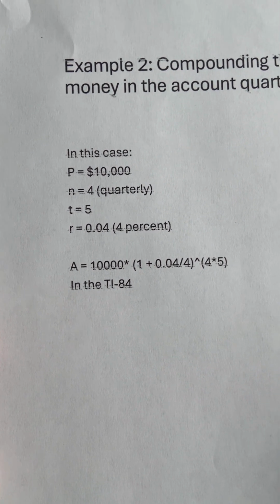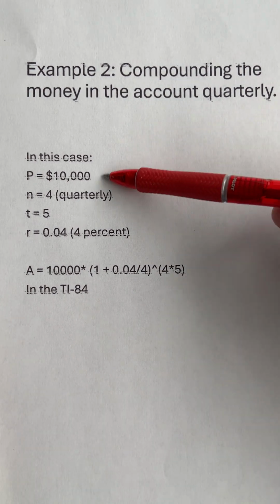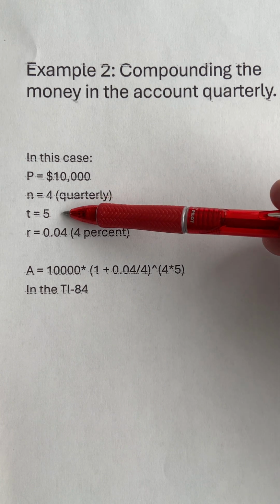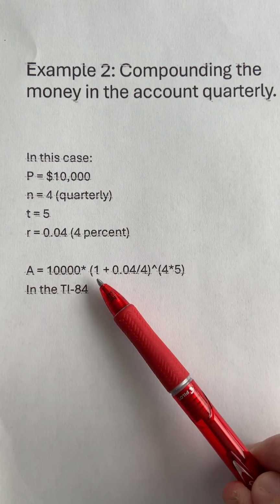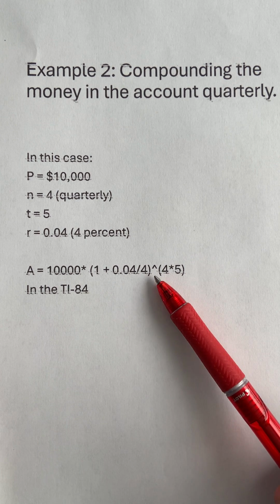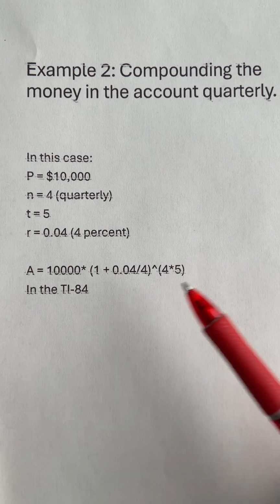Now, on example 2, let's do another one here. We're going to compound now quarterly. So in this case, we've got the same $10,000. We're going to do it 4 times a year, or quarterly is the compounding, and for 5 years at 4% interest. So plugging that into the formula, here $10,000, 1 plus 0.04 divided by 4, so that's 0.01, raised to the 4 times 5, which is 20. That's the 20th power. So let's enter that into the calculator and see what we get.